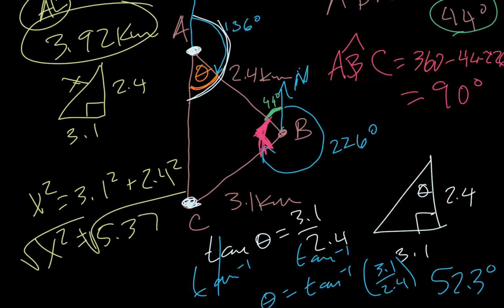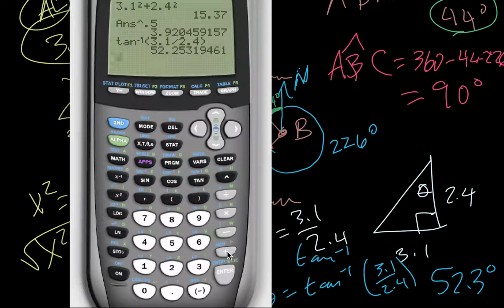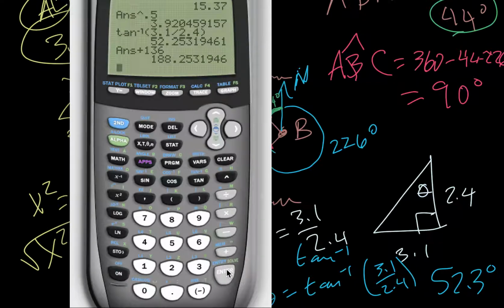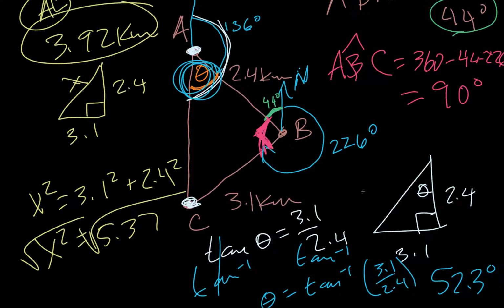Now remember, that's just this piece, so we also need to add 136 to that. And that's 188.25, but it's just 188 because a bearing only uses 3 digits.